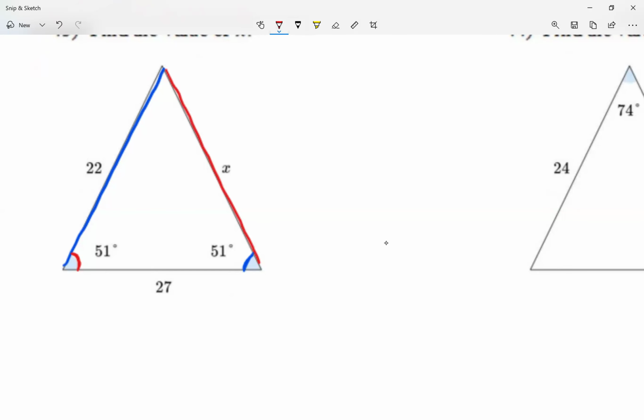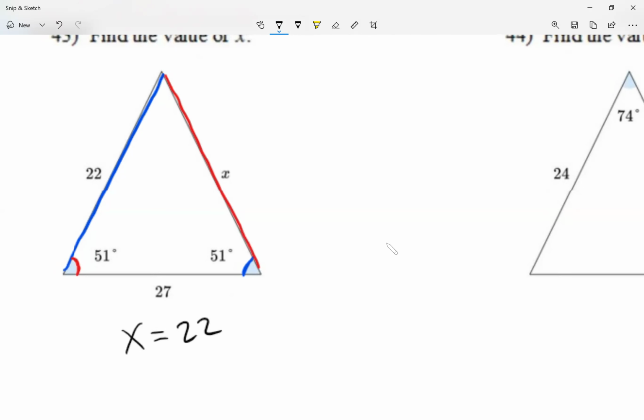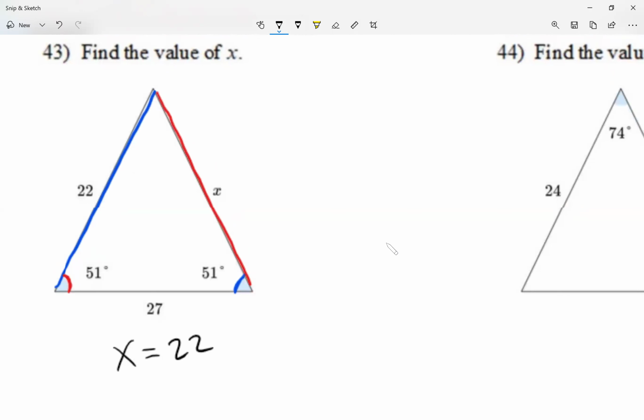Now those two sides are equal. So I'm just going to say one side is x, the other side is 22. So I'm just going to say x is equal to 22 because those two sides are equal. Interesting part is my instructions were find the value of x. That's it. I did that already. X equals 22. Easy. Remember, if two sides are equal, two angles are equal. The same thing. If two angles are equal, two sides are equal.